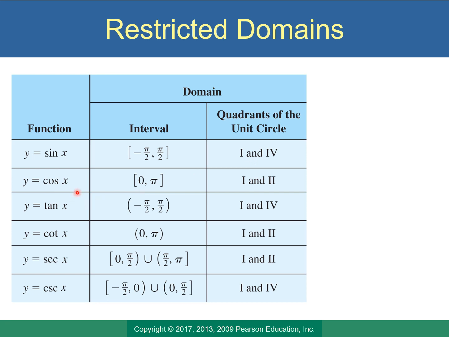Cosine, we only want that to be considered for x values between 0 and pi, which on your unit circle is quadrants 1 and 2. And we do this for all 6 trig functions, all 6 circular functions. By restricting this domain, we're making all of these functions one-to-one. For every single input, there's only one output that corresponds to it.